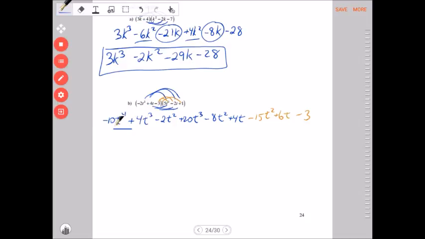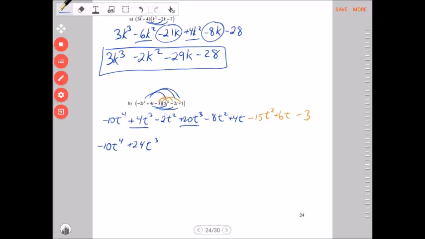Now, see, like I said, it's 9 terms. 1, 2, 3, 4, 5, 6, 7, 8, 9. But there's going to be a whole bunch that are like terms. So t to the 4th, there's only the 1 t to the 4th, so negative 10t to the 4th. Let's see, we'll underline the cubes. So 4t cubed, 20t cubed. That's it for t cubed. So 20 and 4, both positive, makes positive 24t cubed.